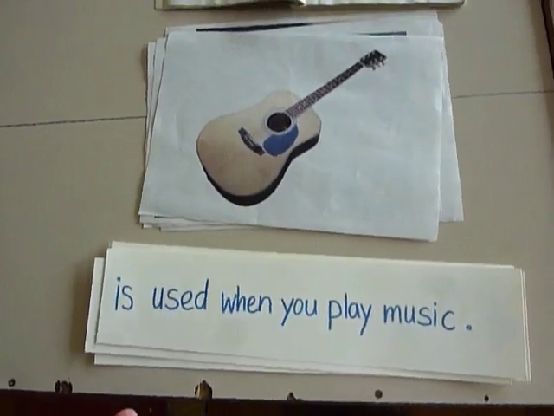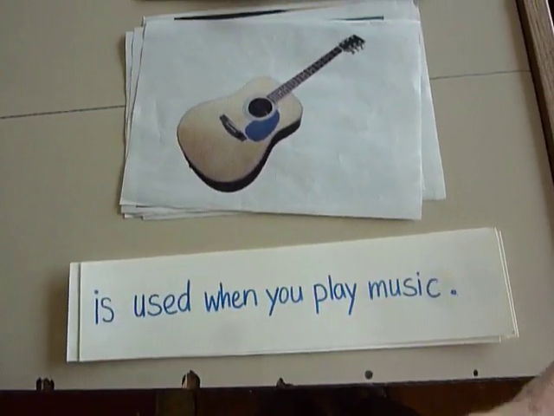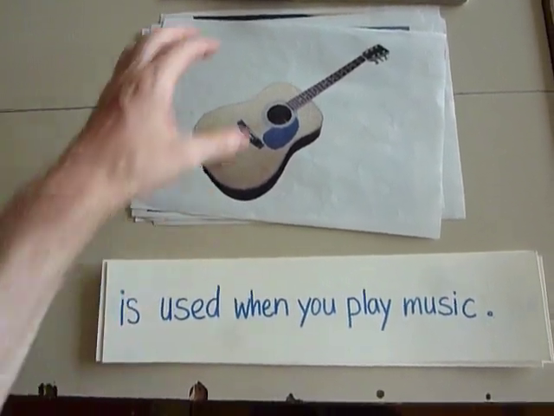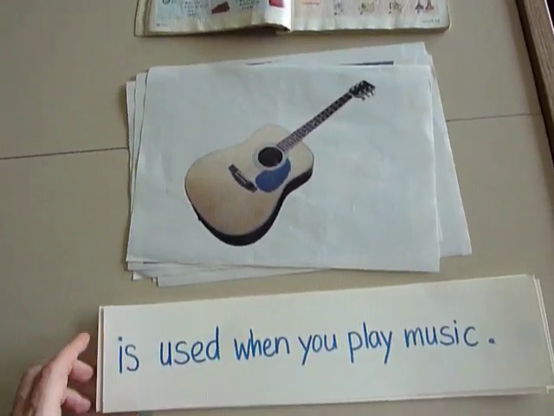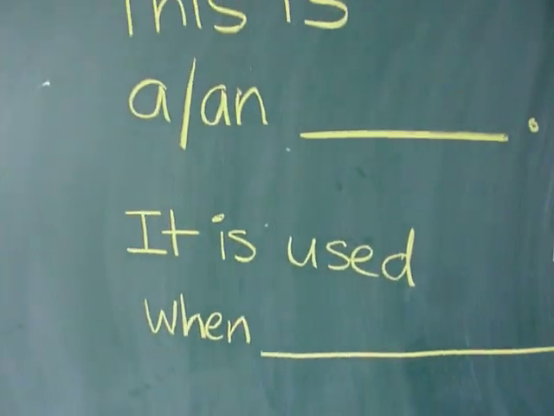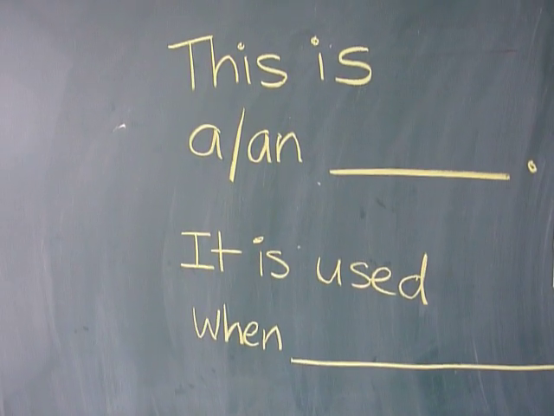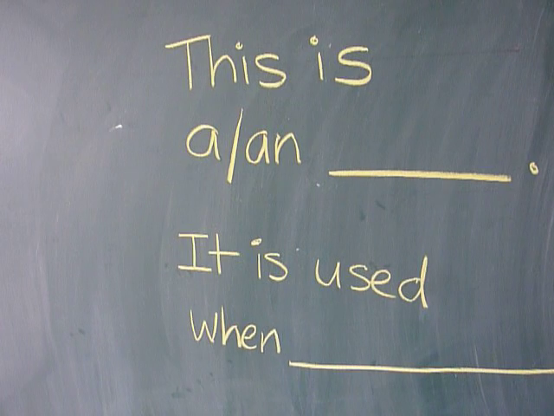So there's an added level of creativity here because it's no longer just matching sentence to a given picture, but they're having to guess what the picture might be. This should already be increasing their interest. Stage 3 is the most creative stage, so we once more get them to look at this sentence structure. This is a, this is an, it is used when.